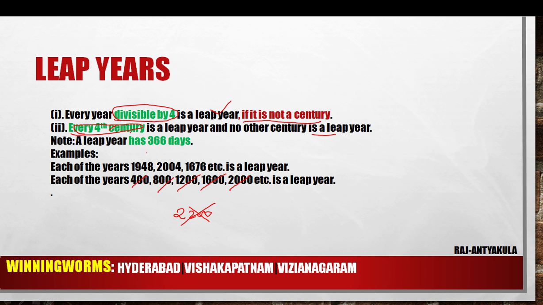Whereas for the normal years, 1948, is it divisible by 4? Yes. 48 is divisible by 4, so it is a leap year. 04 divisible by 4, it is a leap year. 1676, 76 is divisible by 4, it is a leap year. Is 1854 a leap year? No, because 54 is not divisible by 4. Okay.